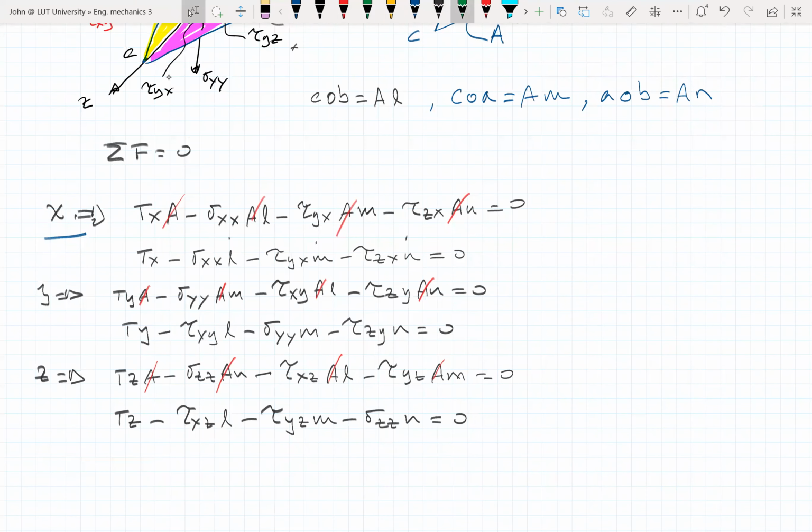Now, this is important to mention. This equation and this equation are what is called the Cauchy stress formulas.